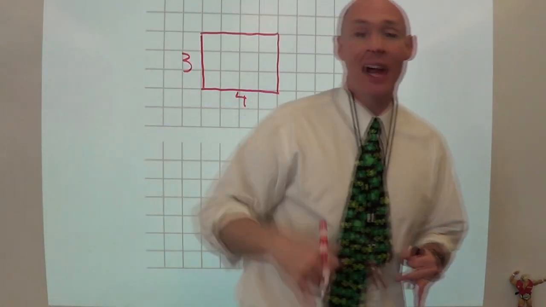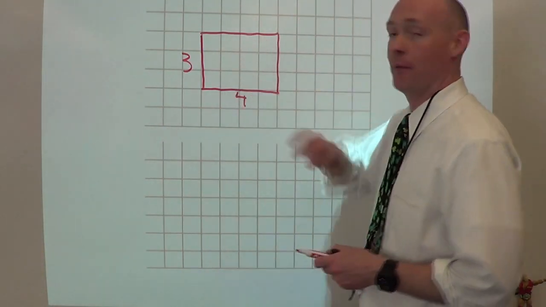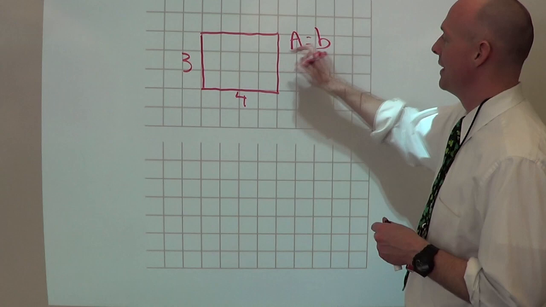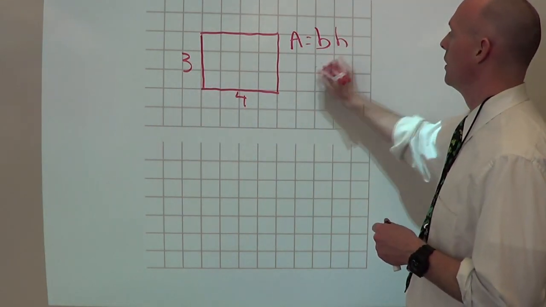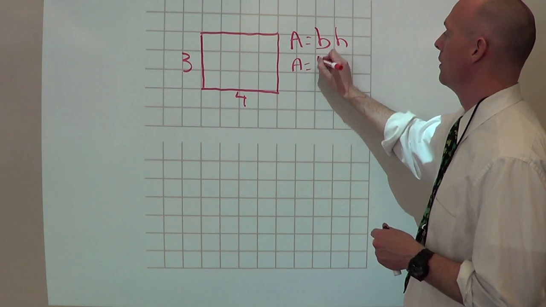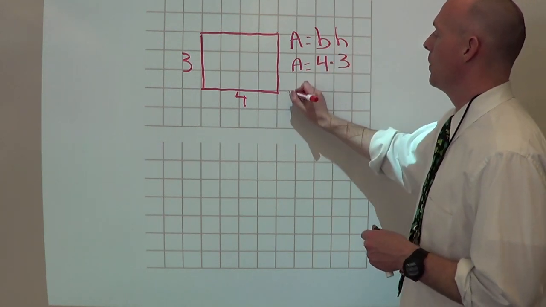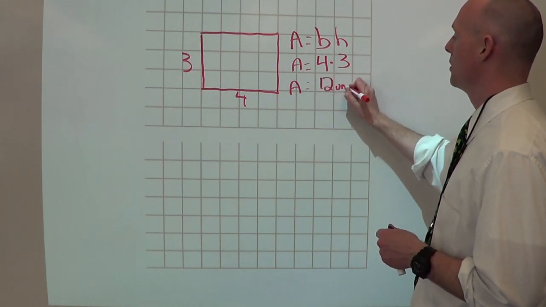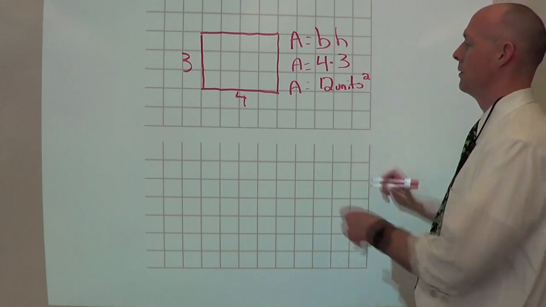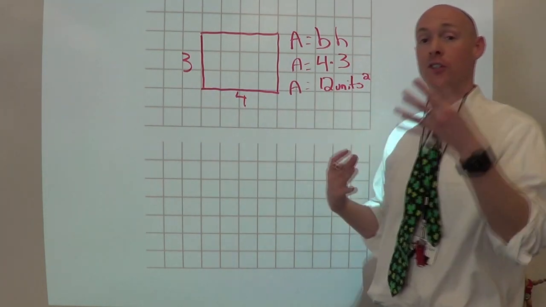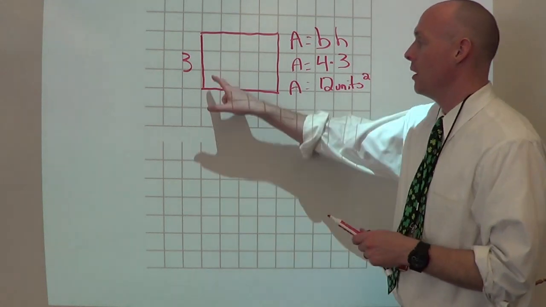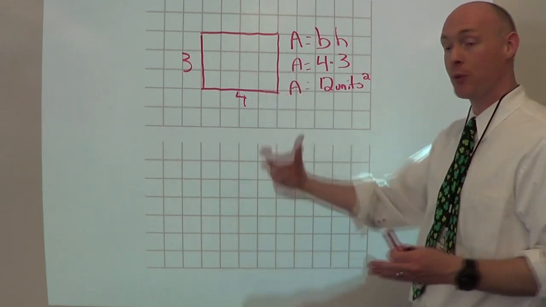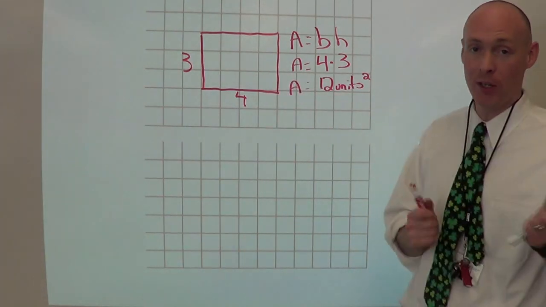Now, based on the last lesson, we should know how to find the area of this rectangle. Area equals base times height. So area equals 4 times 3, which is 12 units squared. Because there's nothing labeled, I'm just going to call them units. And we can prove that: 1, 2, 3, 4, 5, 6, 7, 8, 9, 10, 11, 12. We just proved that the area is in fact 12 square units.